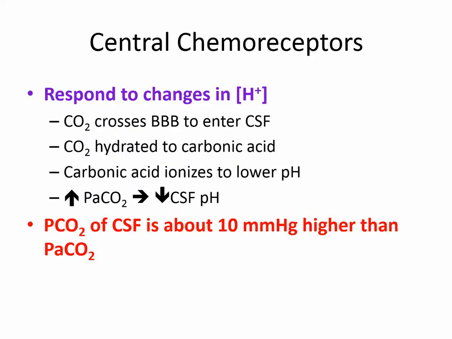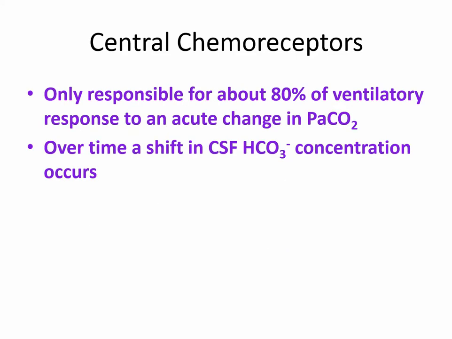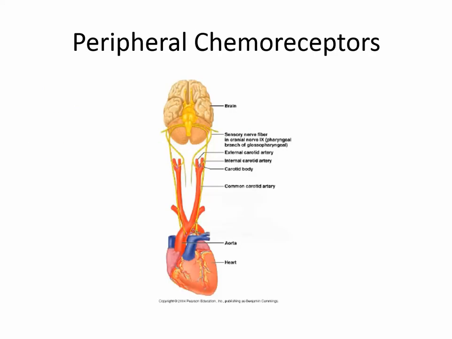So then, as we said, the central chemoreceptors respond to a decrease in CSF pH, and the PCO2 in the CSF is about 10 millimeters of mercury higher than the arterial CO2. The central chemoreceptors are responsible for only about 80% of the ventilatory response to an acute change in CO2, and over time a shift in CSF bicarbonate concentration occurs.